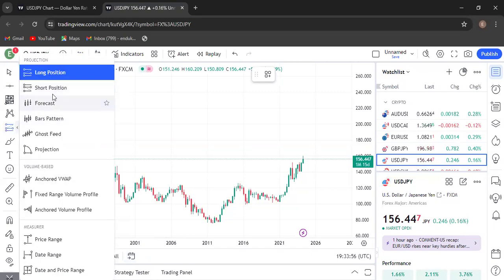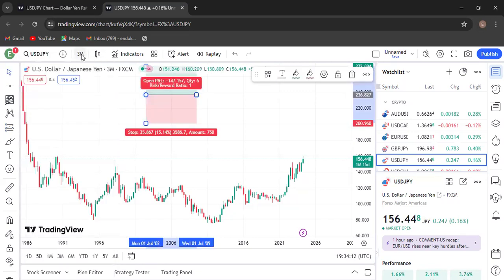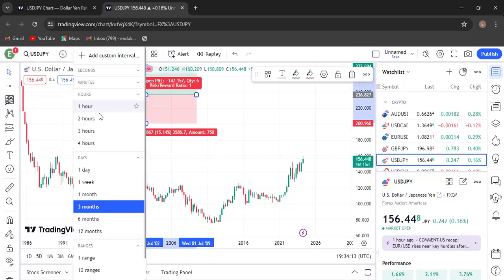So when we get here, this is the only thing I use: long position, short position. So your long position, you use it to predict a buy. So for instance, let me go to a lower time frame before I click on it. Let me use that.